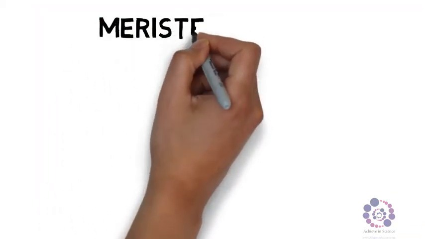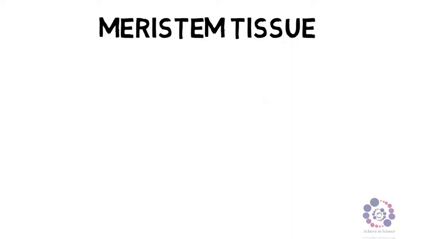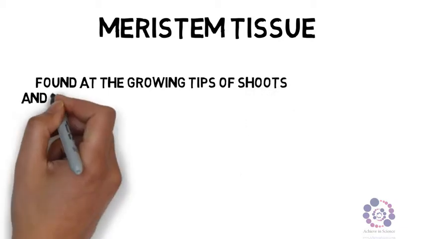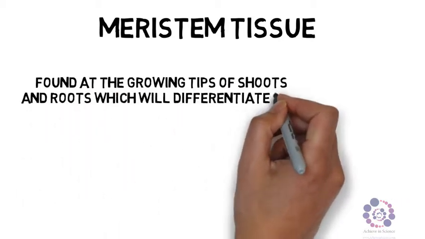Now meristem tissue. This is found at the growing tips of shoots and roots, which will differentiate into different plant cells.